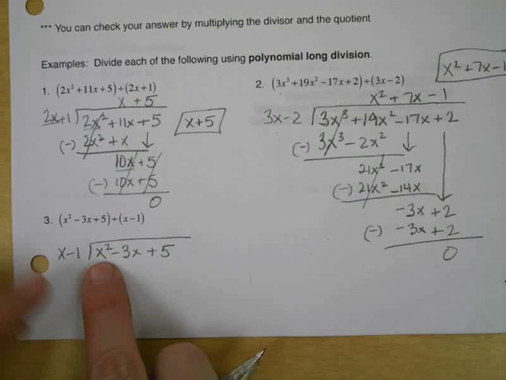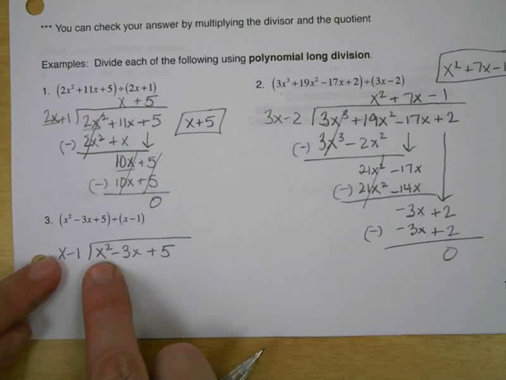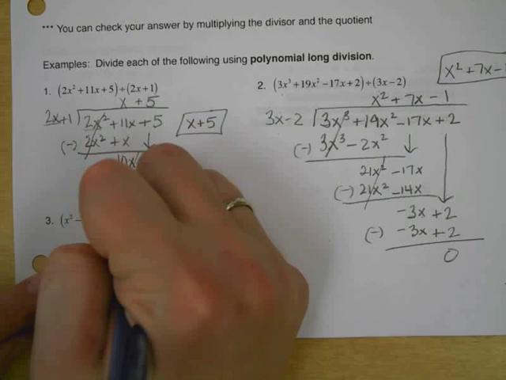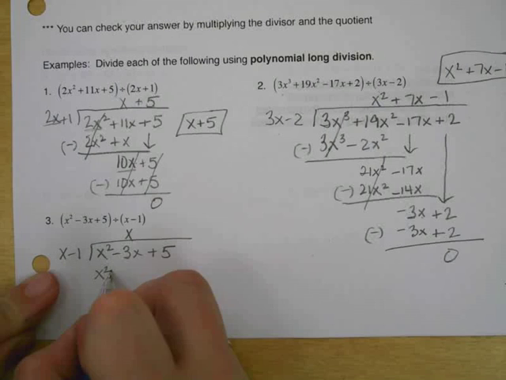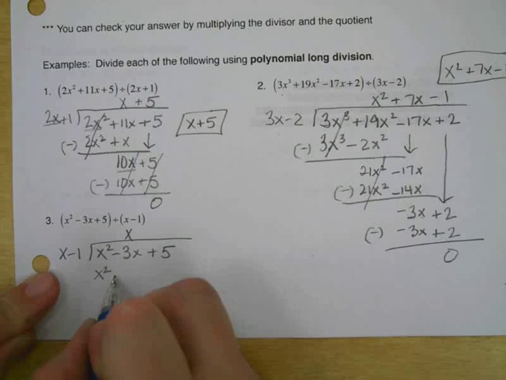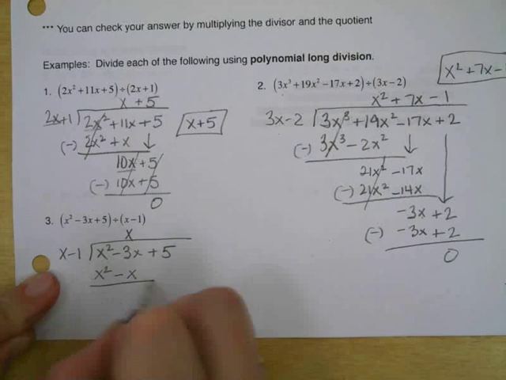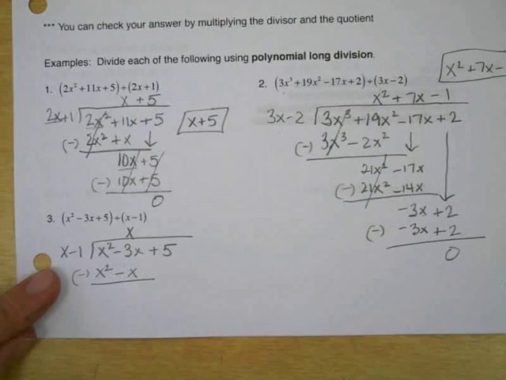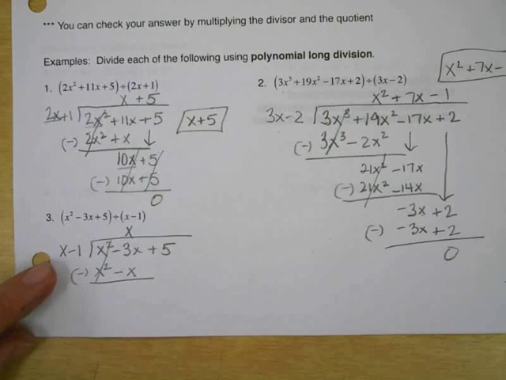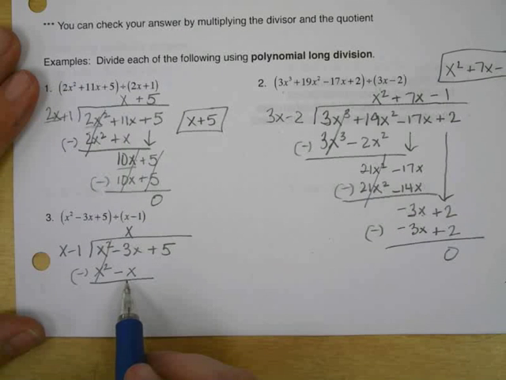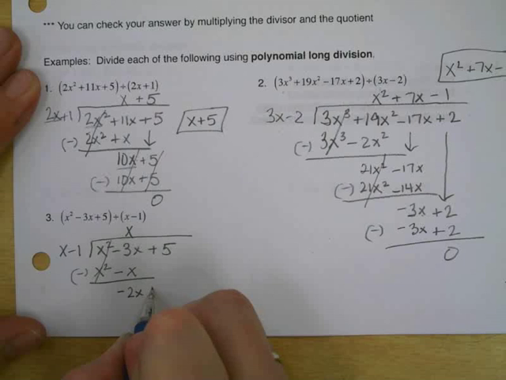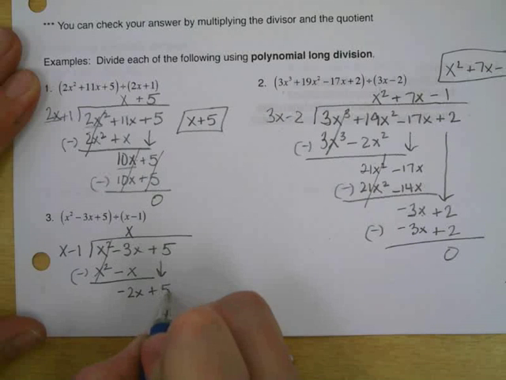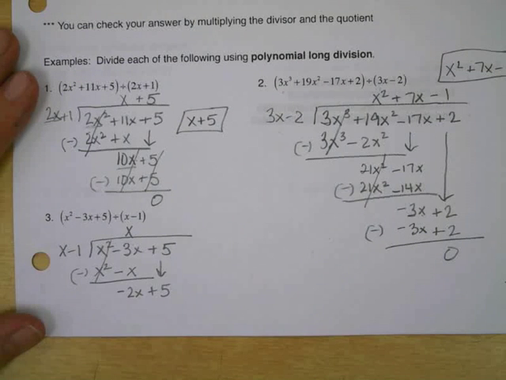Okay, so start the process. You have x squared inside, x outside. So x squared divided by x leaves you an x. So x times x is x squared. X times negative 1 is negative 1x. Okay. Do your subtraction. X squared minus x squared cancels. Negative 3x minus a minus makes a plus again. So negative 2x, and then bring down the 5 that's left over there, and start again.